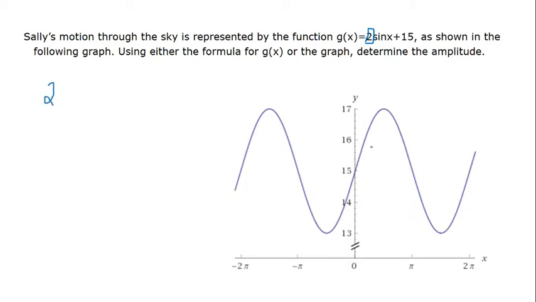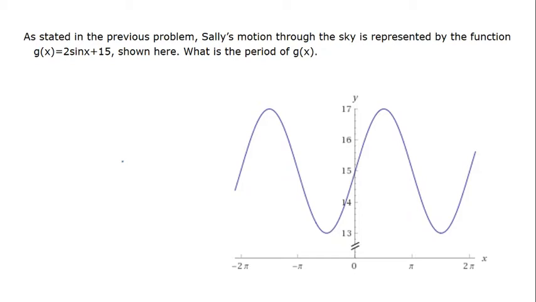If you're looking at the graph, you would take your tallest point minus your lowest point divided by 2. So I'd have 17 minus 13 divided by 2. 17 minus 13 is 4. 4 divided by 2 gives me a 2. So my amplitude for Sally's graph is 2.